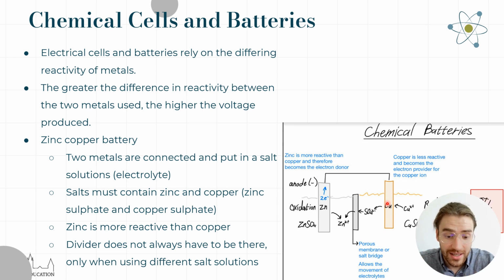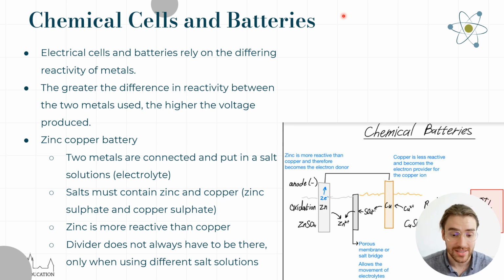Now the sulfate that was released when the copper detached from it is then going to go through what we call a porous membrane, or it can also be a salt bridge, and it's going to then bind with the zinc ion that was created in the beginning. It is that constant giving up of electrons and accepting of electrons, and then the movement of the electrolyte that is going to create a charge. It's going to create a movement of electrons. And this is how batteries and chemical cells work.